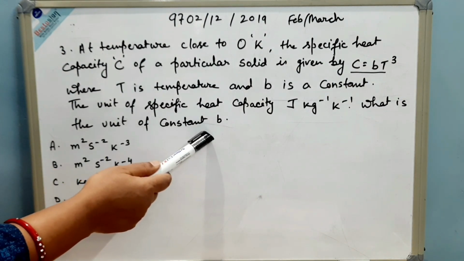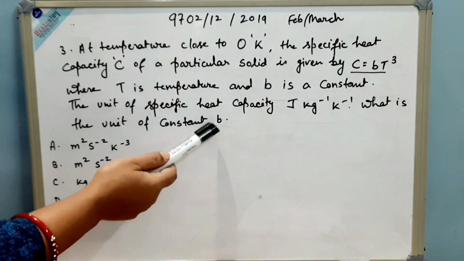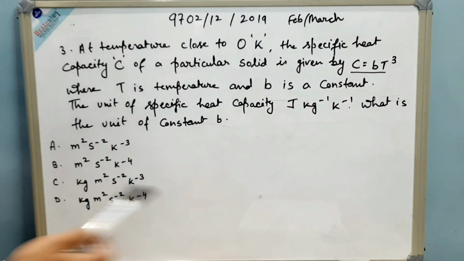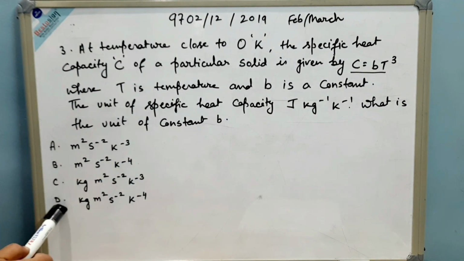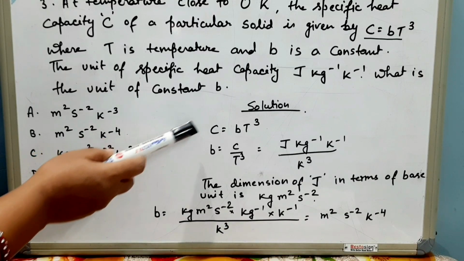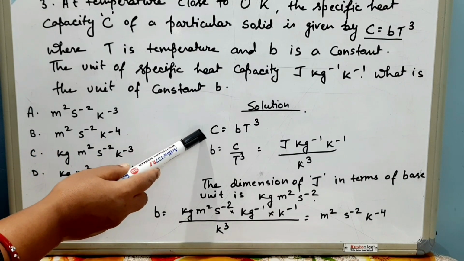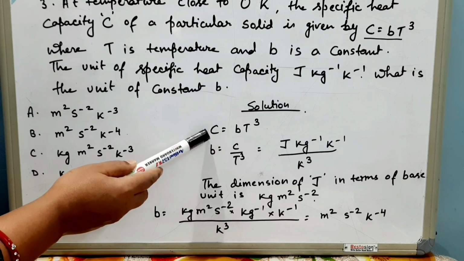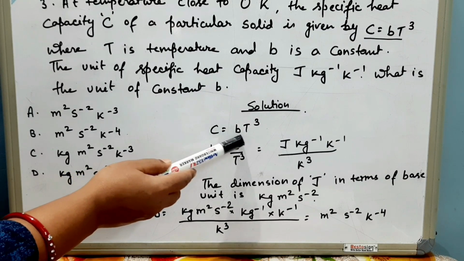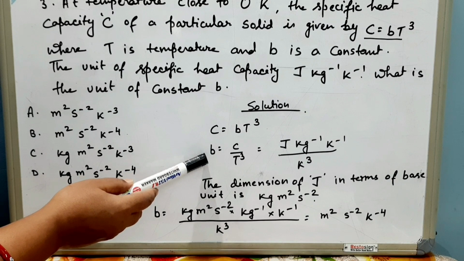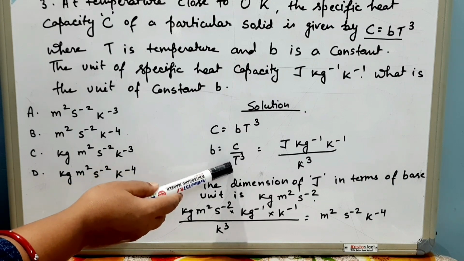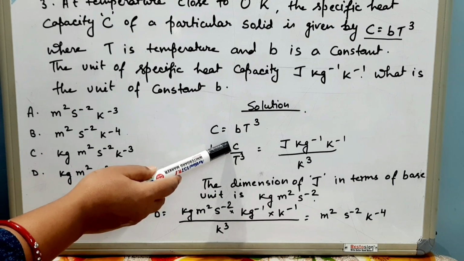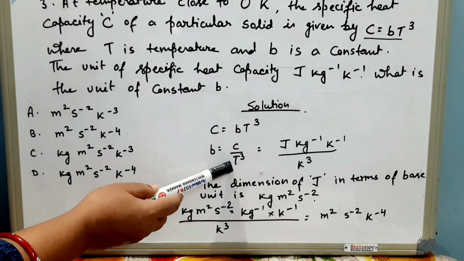So that is our question. We have to find the unit of this constant B. These are the options given in the question and we have to select any one. This is the solution of this question. First we will take the equation over here, that is C is equal to BT cubed, where B is equal to C by T cubed. C is the specific heat capacity and T is temperature.